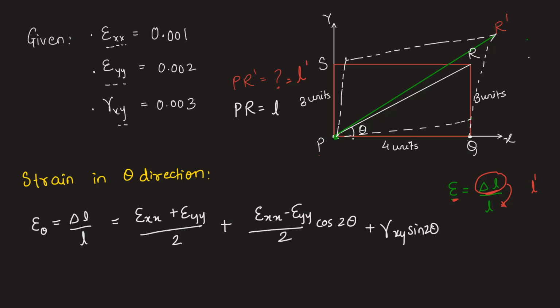Triangle PQR is a right angle triangle. Therefore we can find out theta using trigonometry. Theta will simply be tan inverse, because tan theta is opposite side upon adjacent side. Theta will be tan inverse of opposite side QR, that is 3 units, divided by the adjacent side PQ, that is 4 units. This gives us theta as 36.86 degrees. We know theta, we know all the values of strains. Let's substitute here and find out epsilon theta.